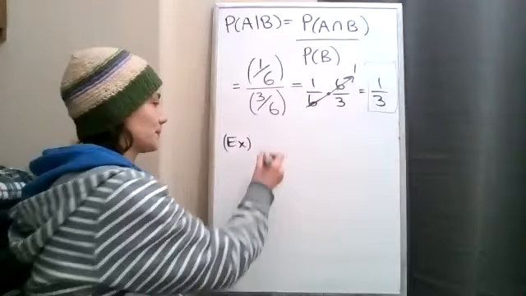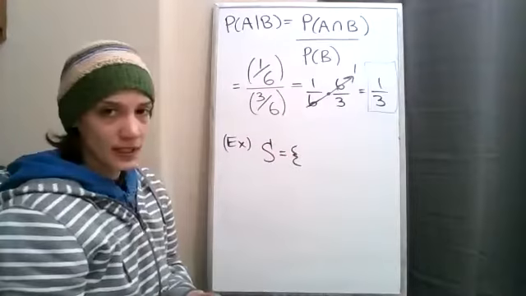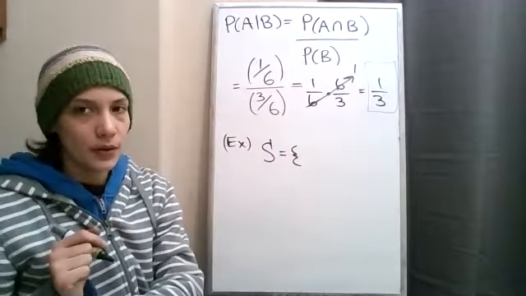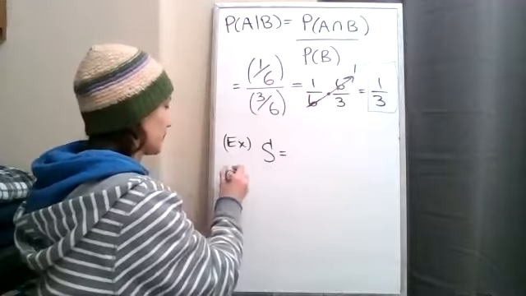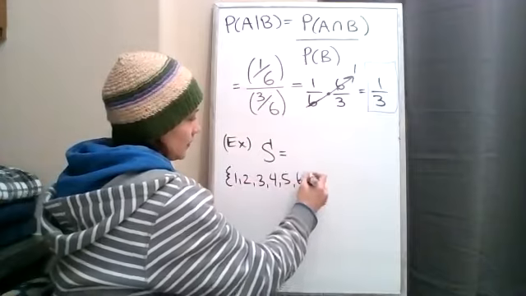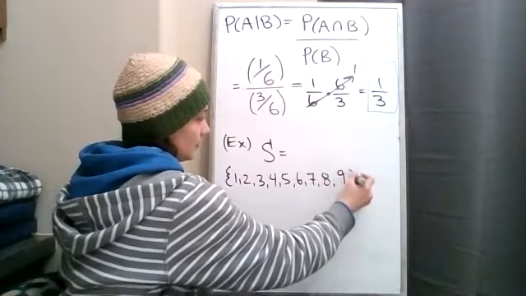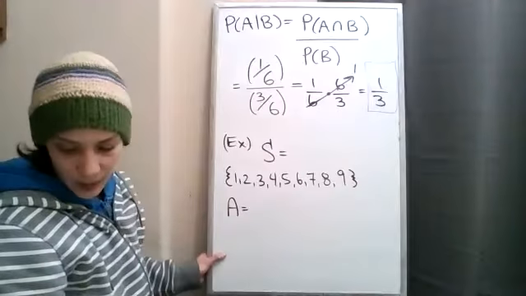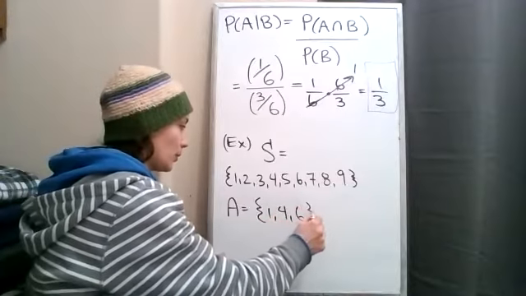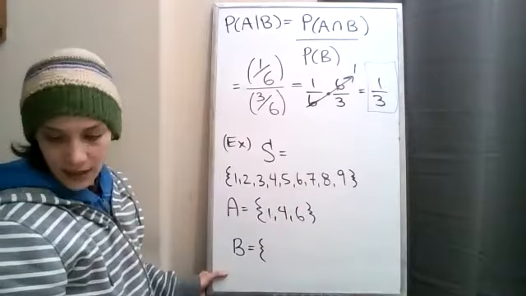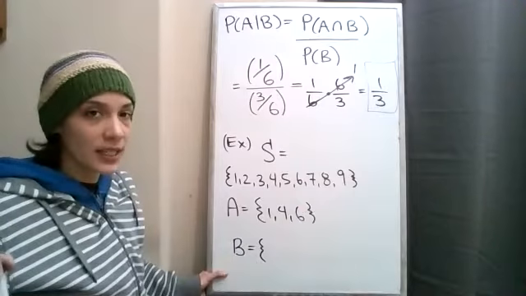Next one. S contains 1 through 9. A has the elements 1, 4, 6. B contains 2, 3, 4, 6, 9.